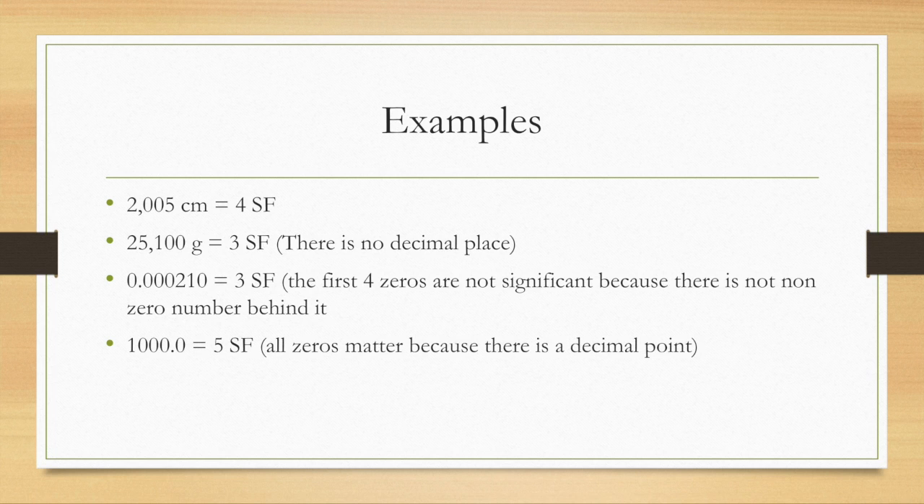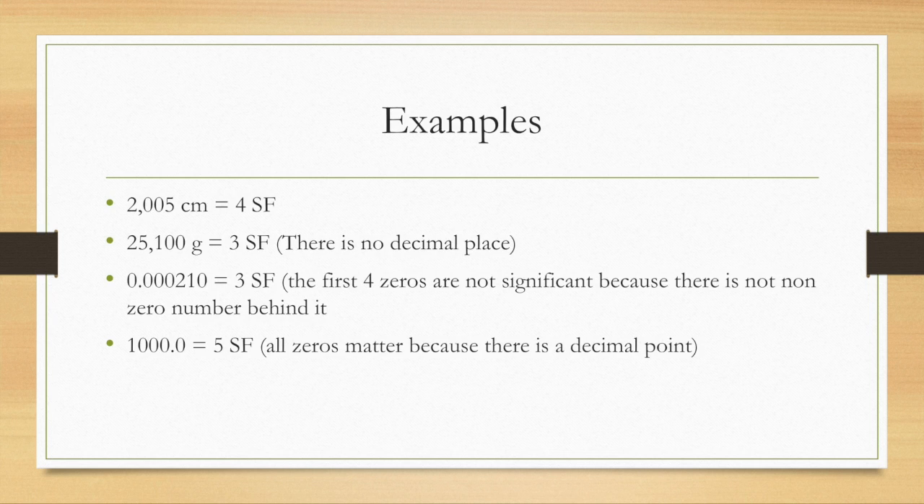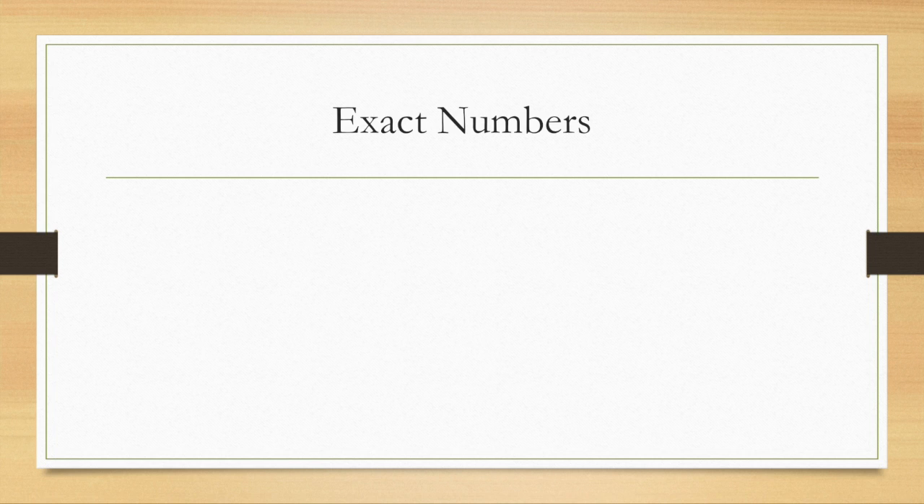And this one right here, 1000.0, has 5 significant figures because all of the zeros matter. This number has a decimal point and the zeros are following that 1, which is a non-zero number. That's why all of those matter. So when we look at significant figures, both of the rules that we mentioned earlier have to be true. 1, you have to have zeros behind a non-zero number, and 2, you have to have a decimal point somewhere in the number.